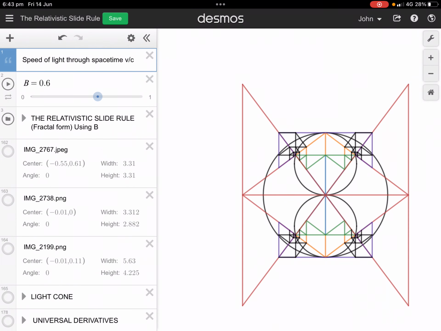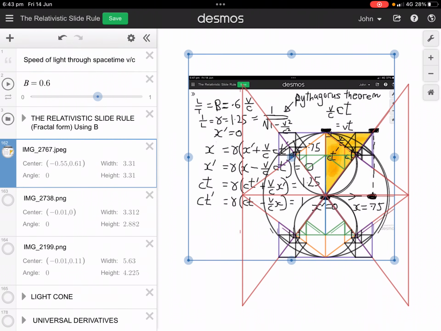So here's the relativistic slide rule. It's a Euclidean geometry. So how do we go from that to hyperbolic geometry? What happened? Well, Einstein was just using Euclidean geometry when he came up with special relativity. So he would have done something like that.